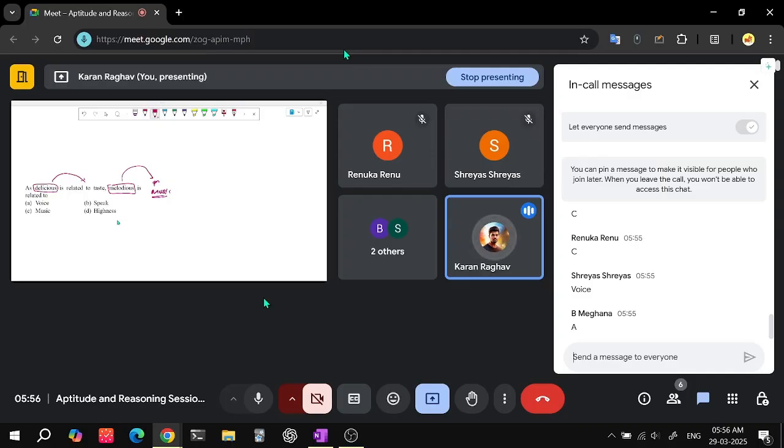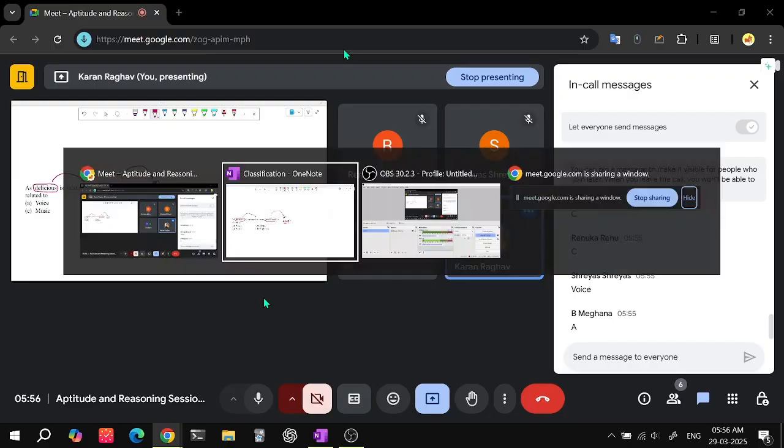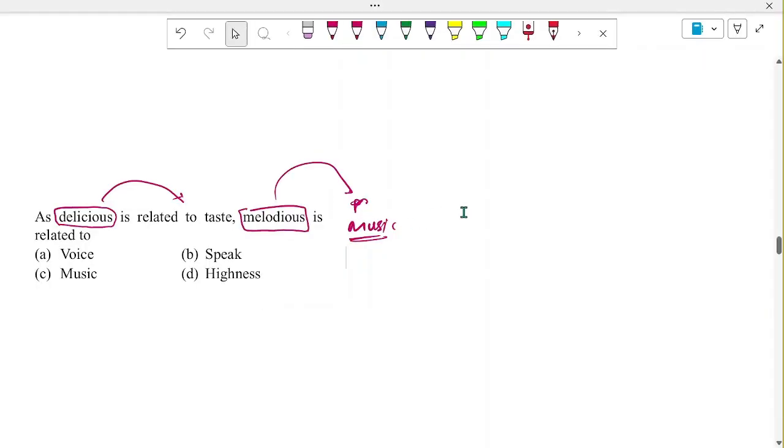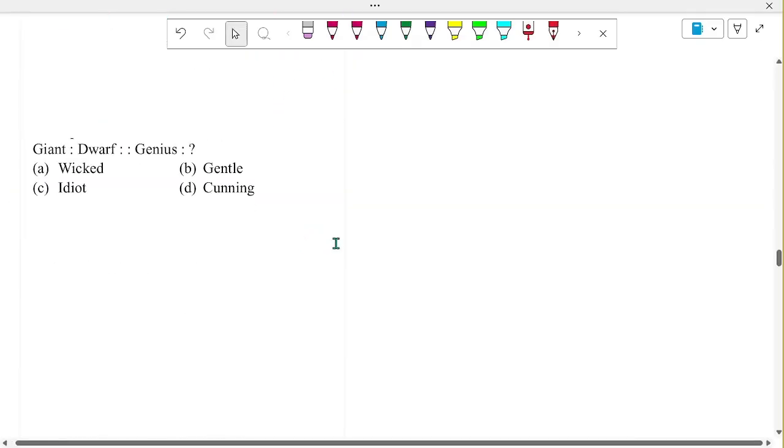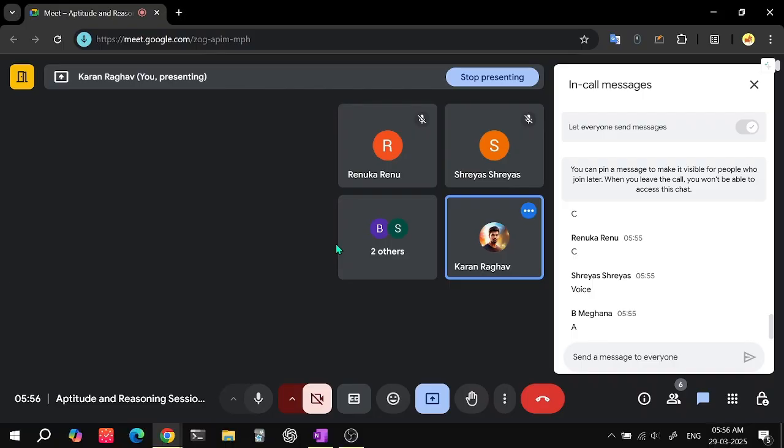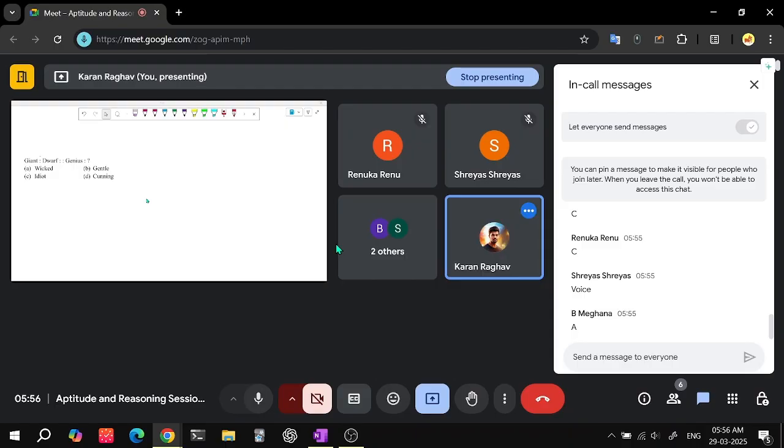Okay, you refer to that one. You may have these kinds of questions also. This is just a game of words, okay? And if you understand this, then you'll be able to solve this easily. So the answer is voice. We'll go to the next one. Giant, a dwarf, genius. What is the answer for this? It is a simple question. Okay, you should be able to answer this.